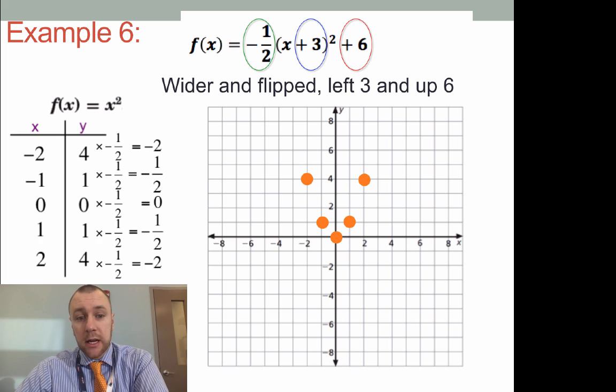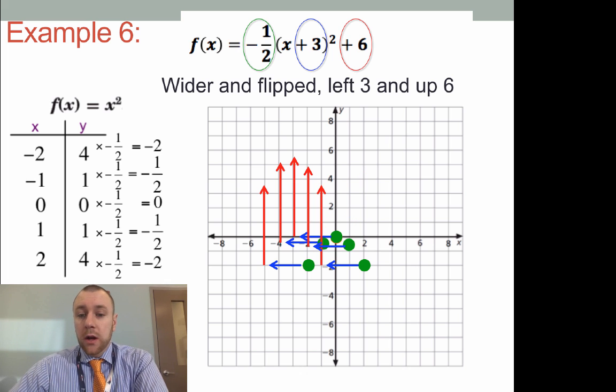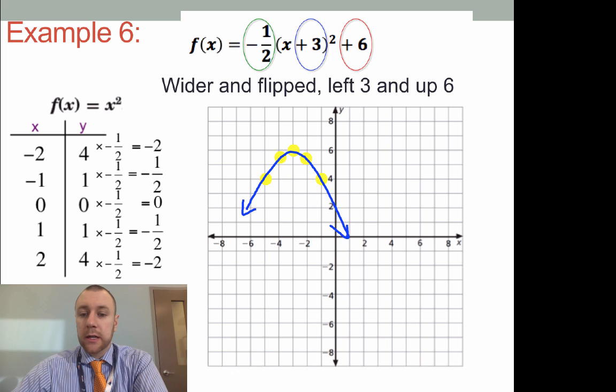So the first thing is I multiply all my y values by -1/2. I get my new ones. I'm going to plot that in green. Okay. Now I move things left 3 and up 6, and I get my final points, and I can draw my parabola.